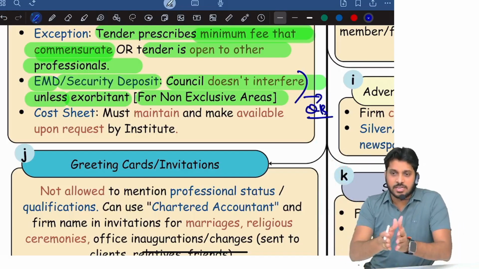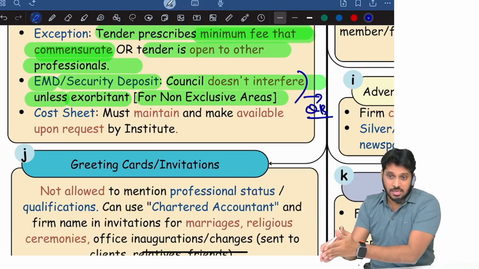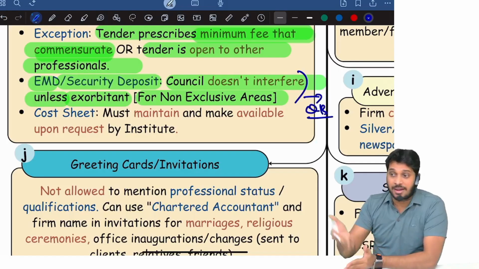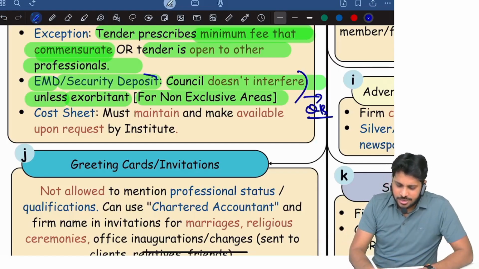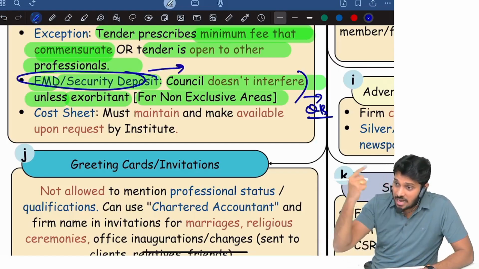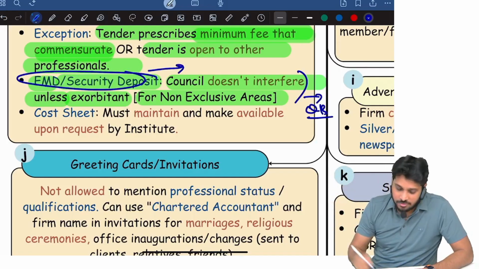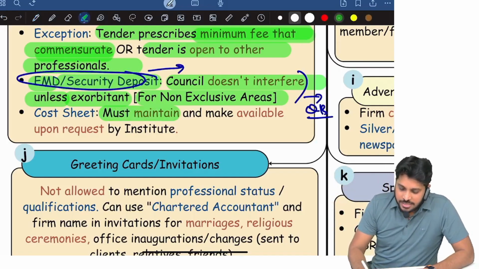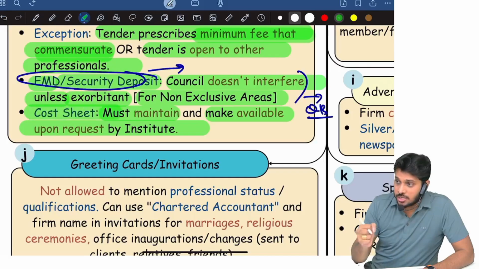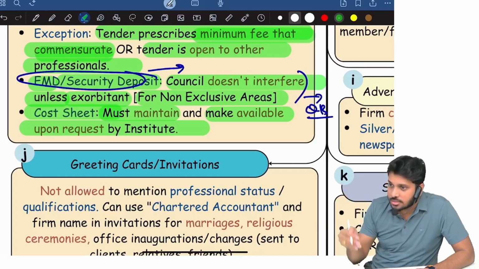See, generally if a work is exclusively reserved for CAs, the EMD or security deposit concept might not be there. And that too, the security deposit and EMD concept will be there in governmental bodies only. It won't be there in non-governmental ones. And a CA must maintain and make available a cost sheet. You need to maintain a cost sheet, with the number of human resources consumed, all that regarding these works.